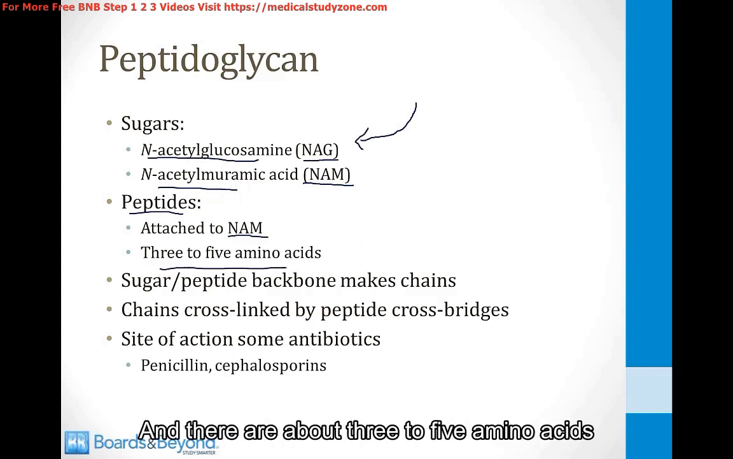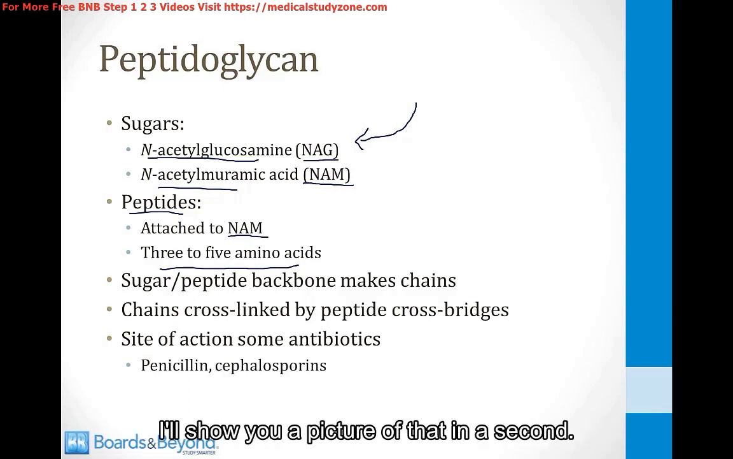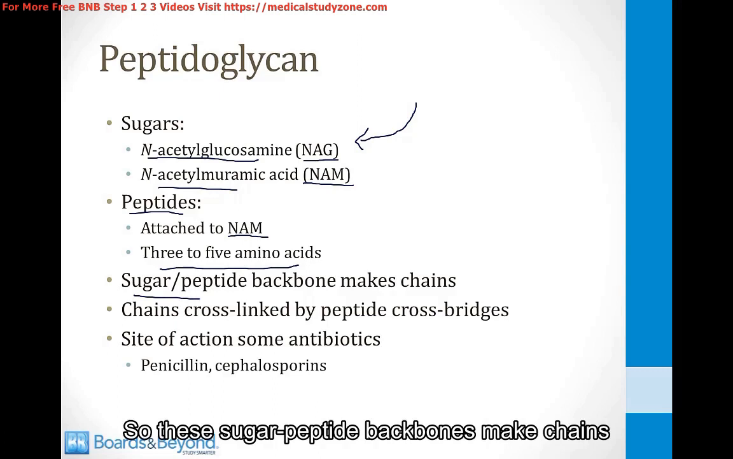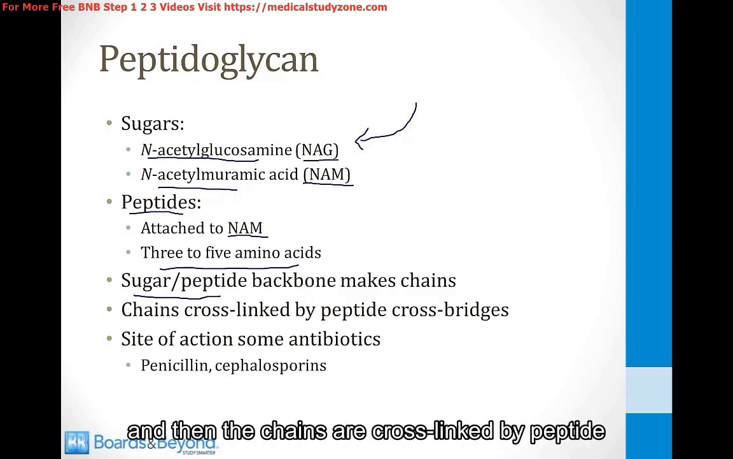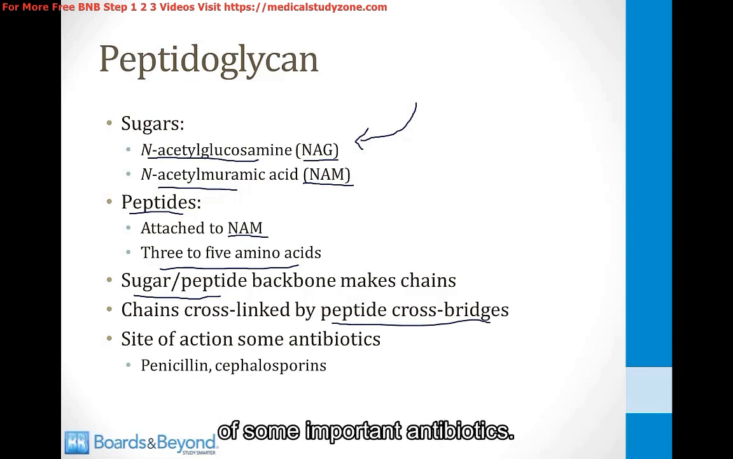And there are about 3 to 5 amino acids in the peptides, and these connect the sugars together. I'll show you a picture of that in a second. So these sugar peptide backbones make chains, and then the chains are cross-linked by peptide cross bridges. And you should know that peptidoglycan is the site of action of some important antibiotics.